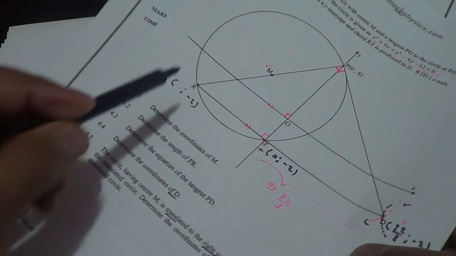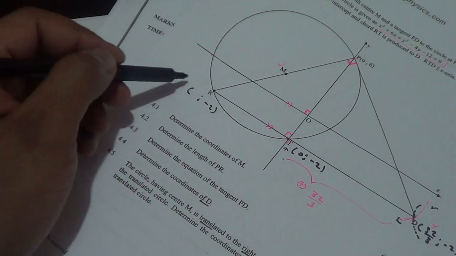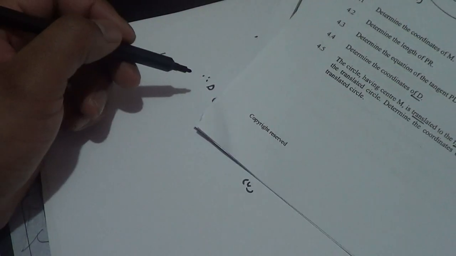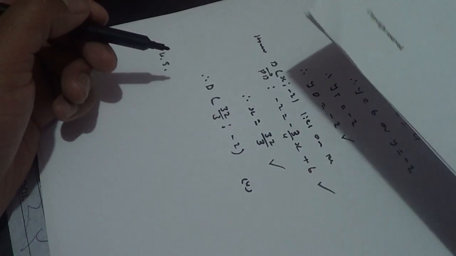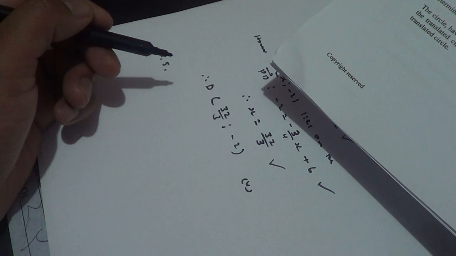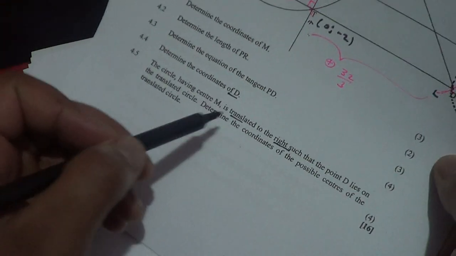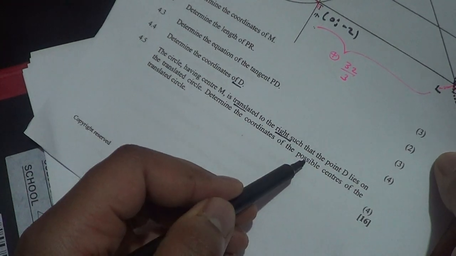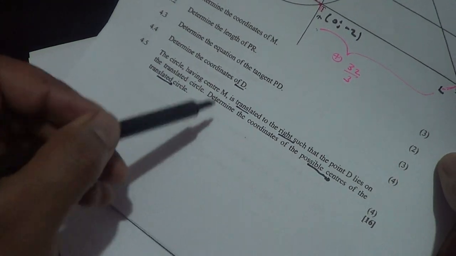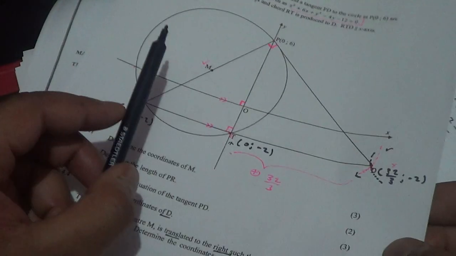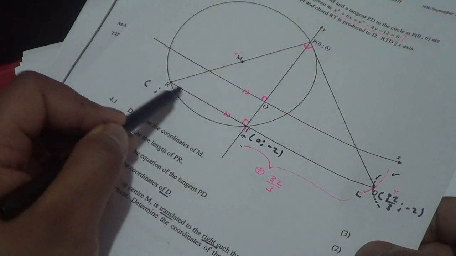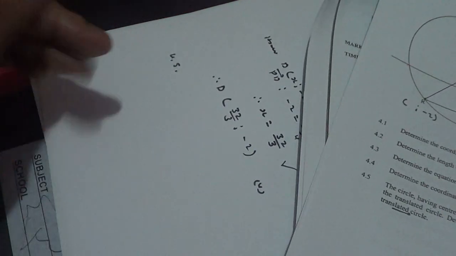Of course, we know this is minus 2 over there. And then we have to work out R in terms of the circle. So there's a lot of things to do here. Okay, it says, determine the coordinates of the possible centers of the translated circle. So we want the centers, but we need that x value at R because it will tell us the distance from T to there. So let's work it out.